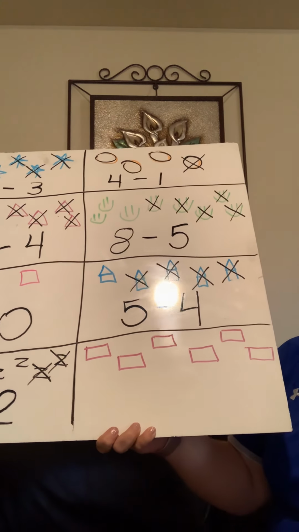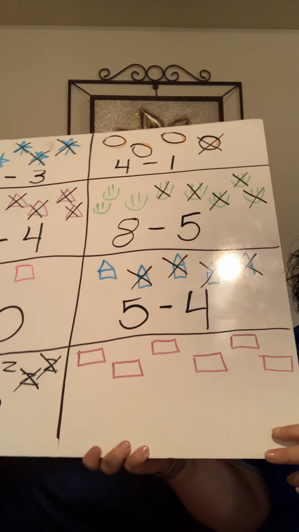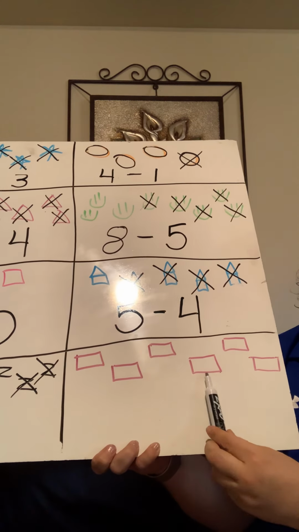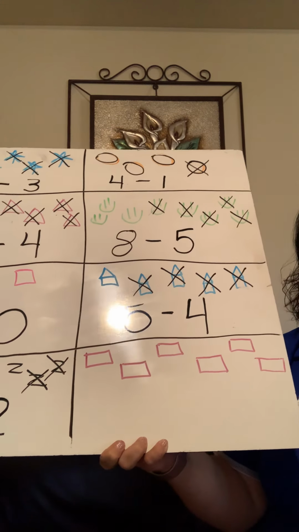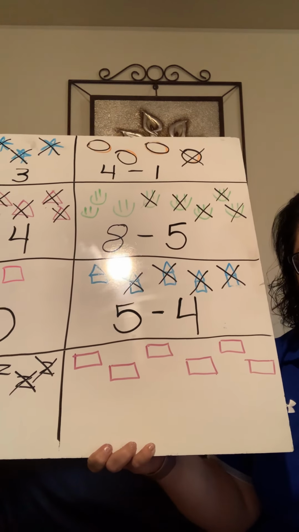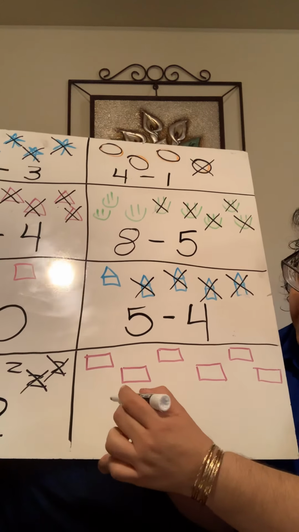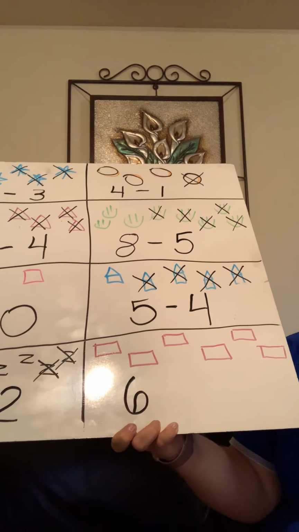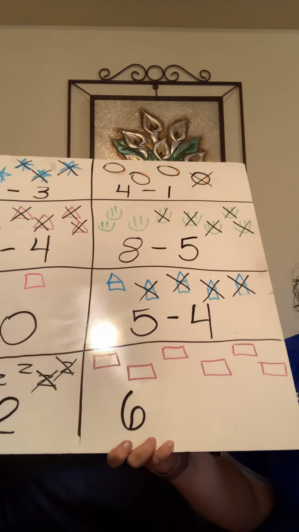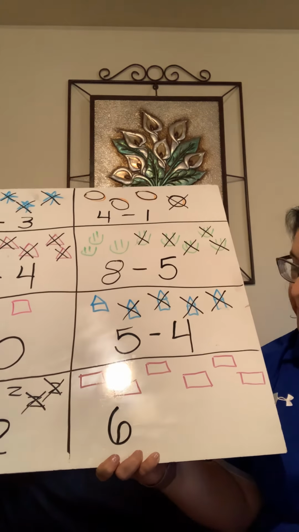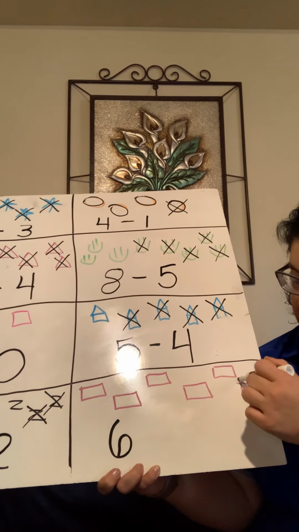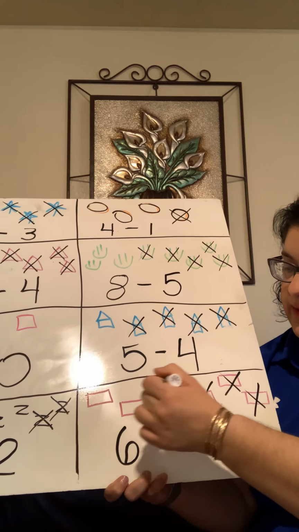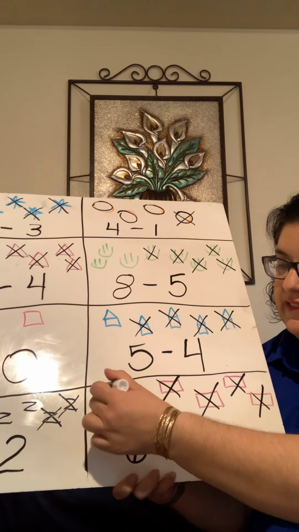Now let's look at our last one. So can you count the rectangles for me? How many rectangles did you guys count? Yes, there are 6 rectangles. So I have 6 rectangles. I lost all 6 of them. So 1, 2, 3, 4, 5, 6.